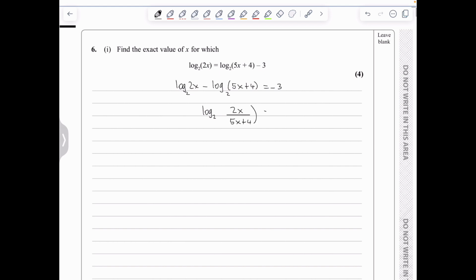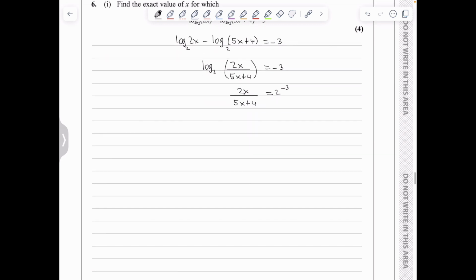being equal to negative 3. And therefore we have that 2x over 5x plus 4 is equal to 2 to the minus 3. So we've got that 2x over 5x plus 4 is equal to 1 over 8, the 2 to the minus 3. I can cross multiply, leading to 16x being 5x plus 4, and therefore 11x is 4, which means that x is 4 over 11.